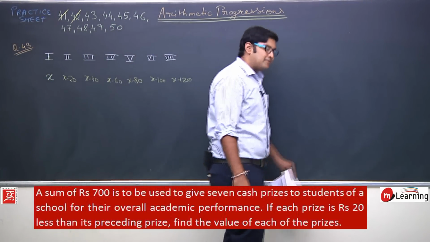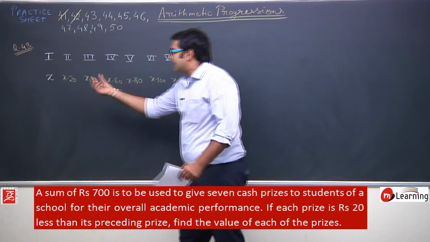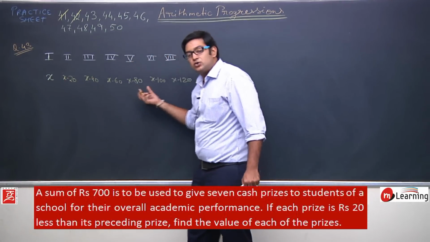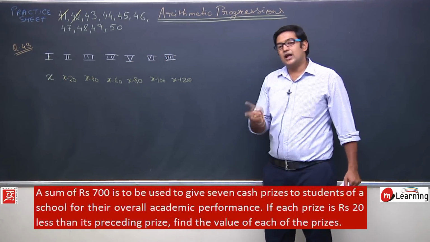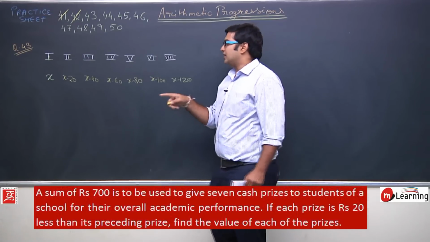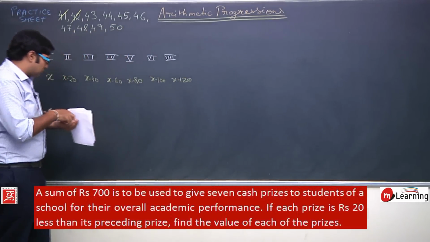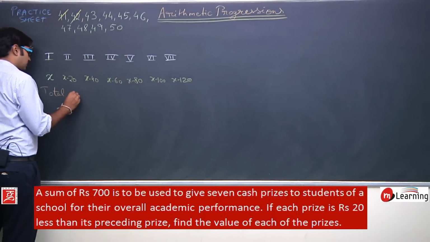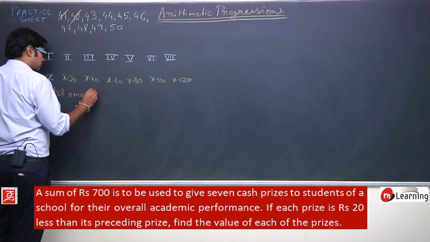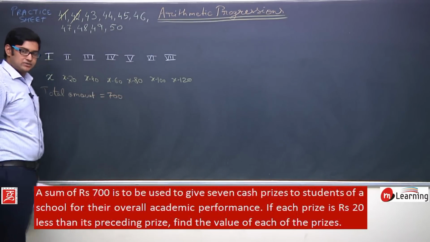So what does this specify? This specifies that these are the amounts that we need to distribute for 7 cash prizes. But the condition is that the total amount the school authority has is 700 rupees only. We have the total amount equal to 700 rupees.